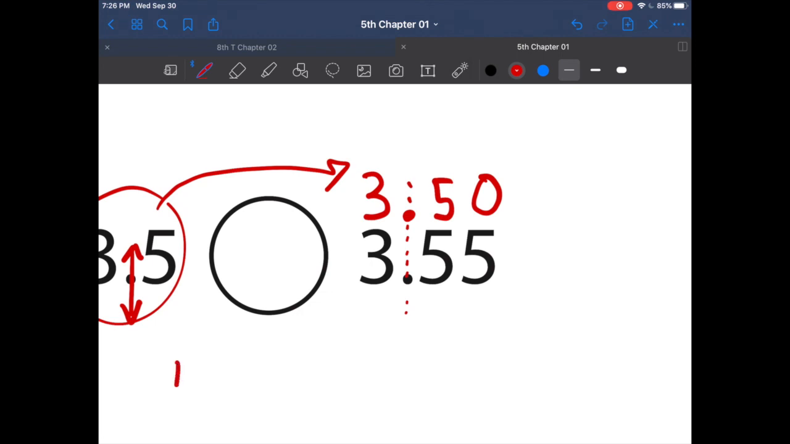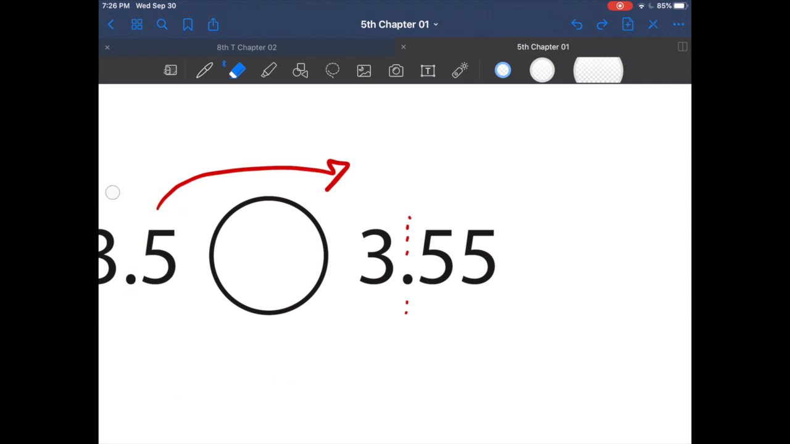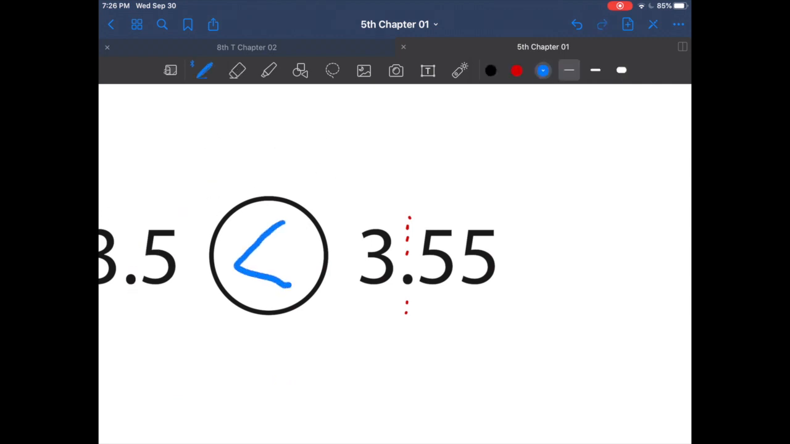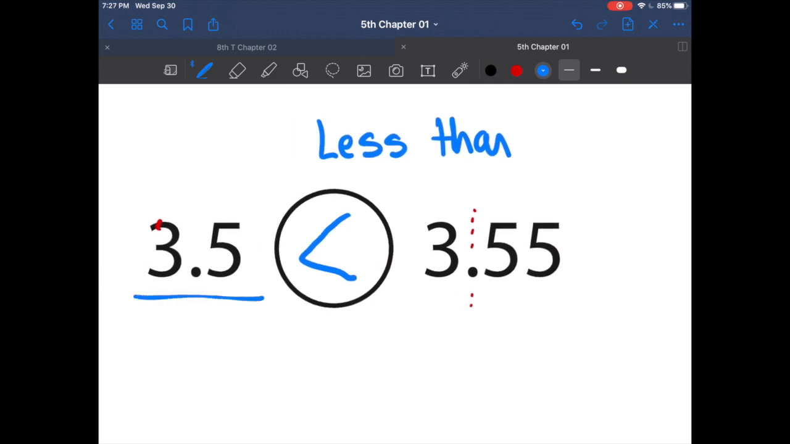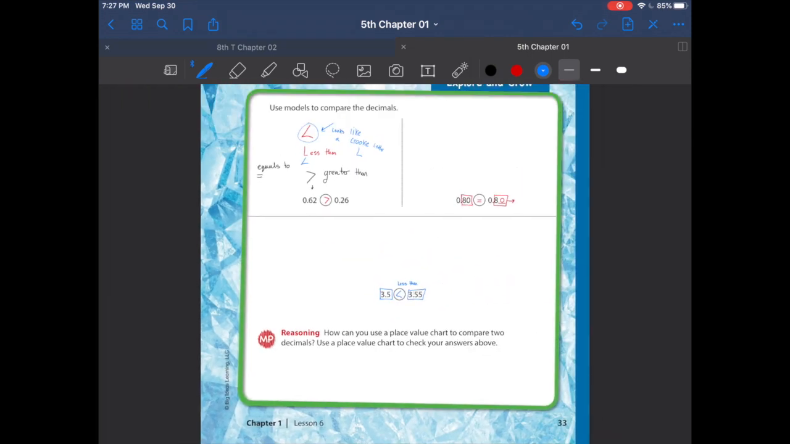Now I'm just going to start from the left. Remember, we start from the left and we move our way right. Let's see if we can cross off some numbers. So 3 and 3 are the same. 5 and 5 are the same. But this time, which one is bigger? Is this 5 bigger or is this 0 bigger? Well, I know that the 5 is bigger. So I'm going to have to put my sign like this. And what sign is this again? Remember, it looks like a crooked L. This one is called less than. So 3.5 is less than 3.55. Okay, that was part one of this lesson.